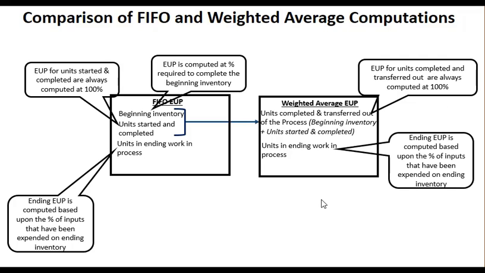Also, the ending EUP for units in ending work in process is the same thing as if we did it through FIFO. Ending EUP is computed based upon the percentage of inputs that have been expended on ending inventory. And with that, that is the end of our presentation on process costing.